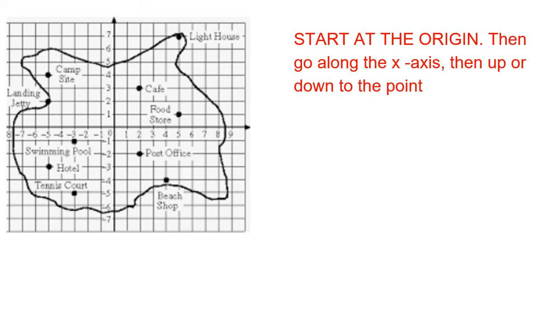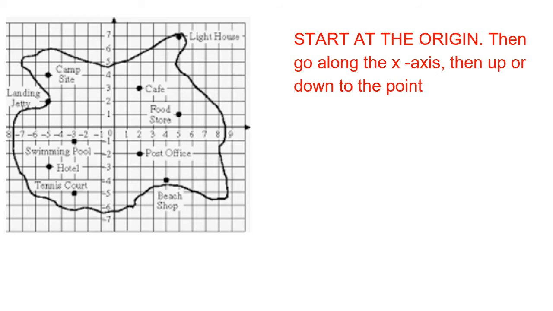And hopefully you've got that the lighthouse is at 5, 7. To get to the lighthouse, if you start from 0, you go to the right 5 and up 7. So 5, 7. Okay, the next one I'd like you to find is the food store. So what would the coordinate of the food store be? So have a think, and when you're ready, when you've got an answer, press play.